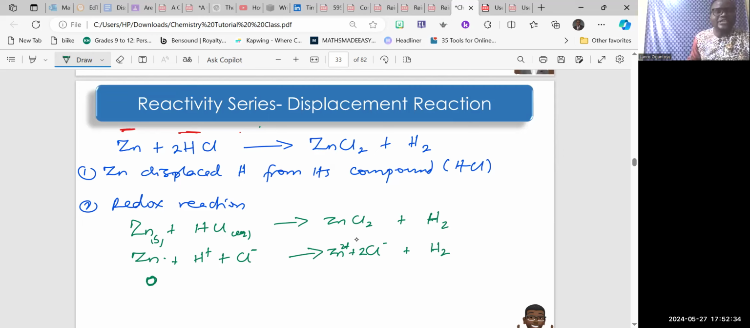Okay, hydrogen here is what? +1, right? Chlorine here is -1. Zinc here is what? +2. Chlorine here is what? -1. Hydrogen here is what? 0.